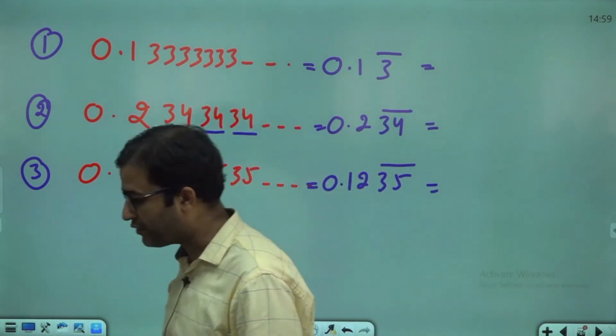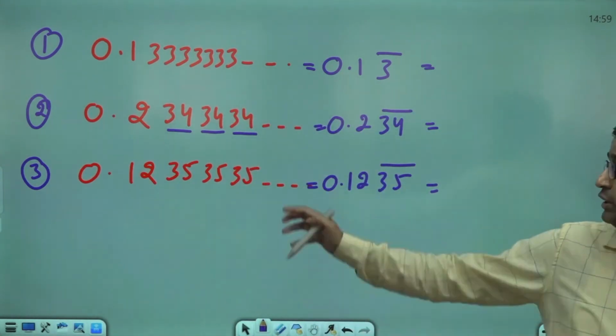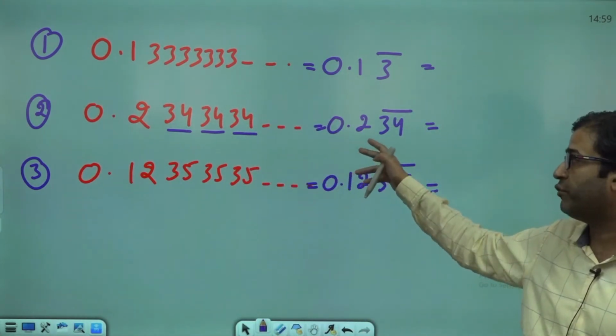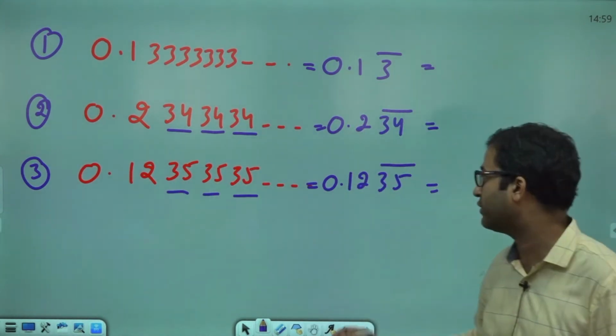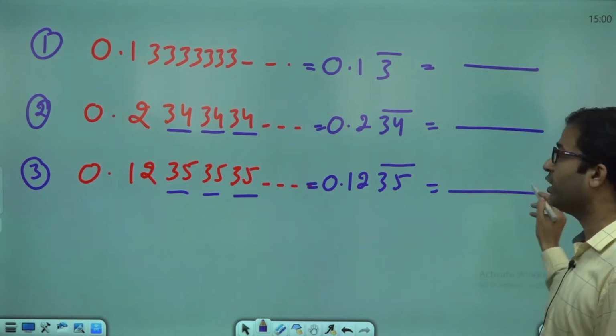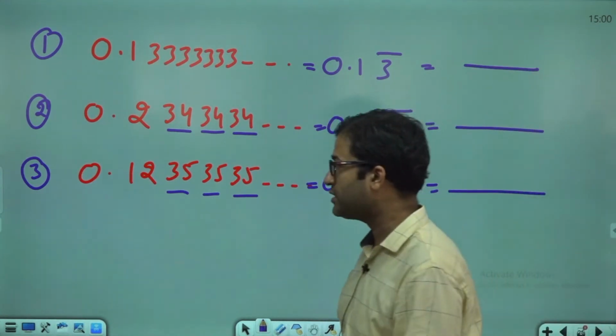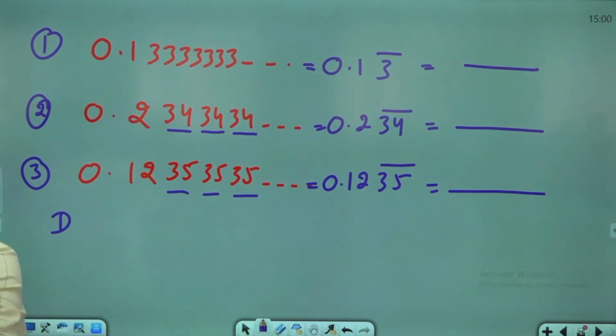Type 2 question: after the decimal there is a digit, then there is a repetition. 0.13333, 0.2 343434, 0.12 353535, there is a repetition of 353535. Numerator by denominator. First I tell you the denominator. For the denominator we have two rules. Just understand these two rules.